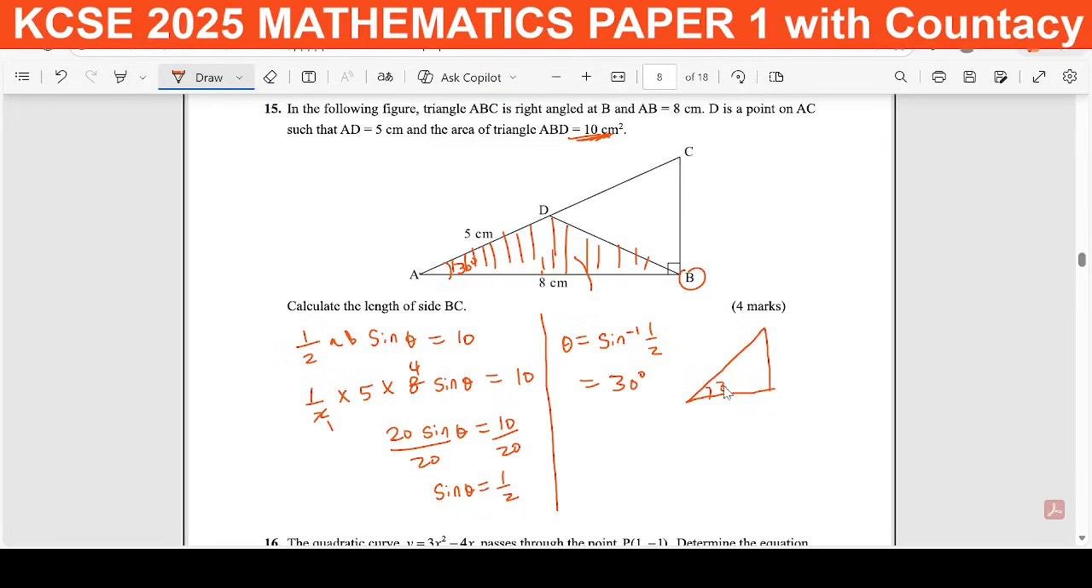This is 30 degrees, this is 90 degrees, this is 8 centimeters, and I'm supposed to find the length of BC. BC, it is this one. Let me call it height. So I ask myself, how can I relate this angle, the height, and this length? Definitely, because I'm using this angle, I'm going to use SOHCAHTOA. You remember SOHCAHTOA?